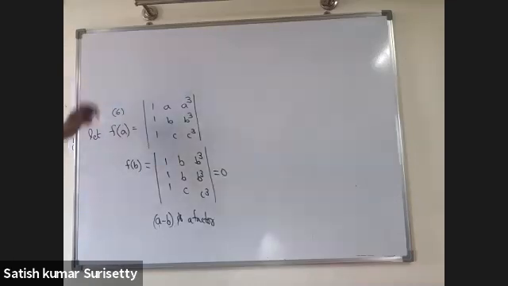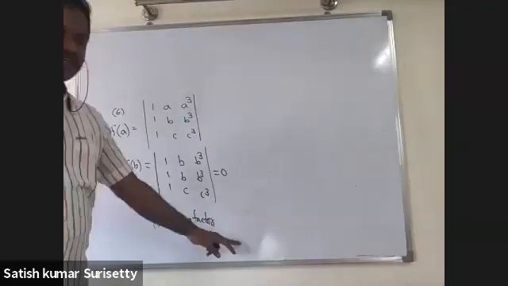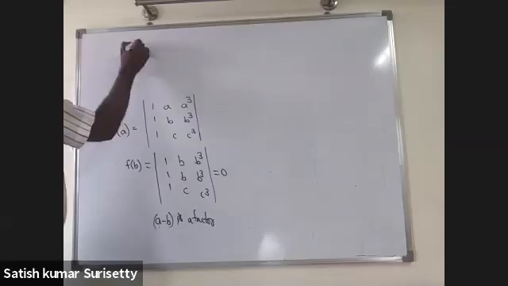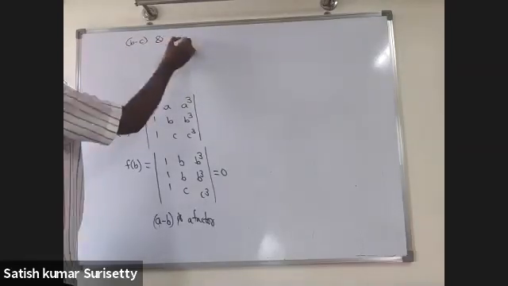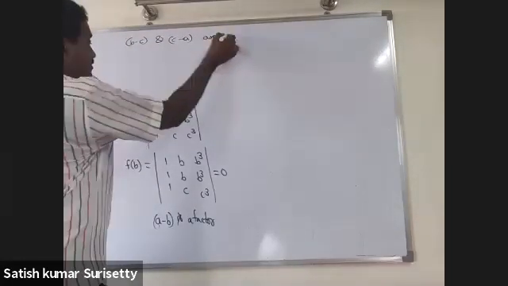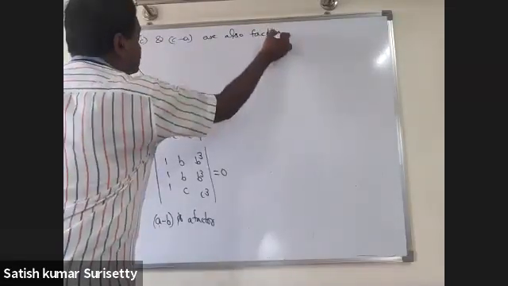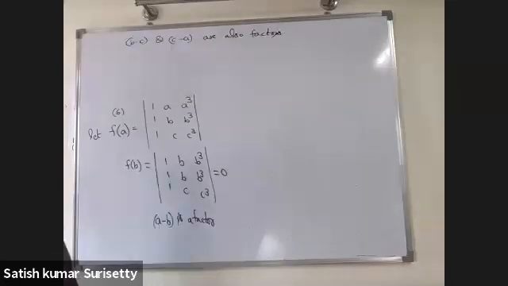That means either I can take f of b instead of f of a, and f of c will be 0, or I can take f of c and f of a will become 0. Because the terms are in cyclic order, you can say the remaining two factors also. Similarly, b minus c and c minus a are also factors of the given determinant.